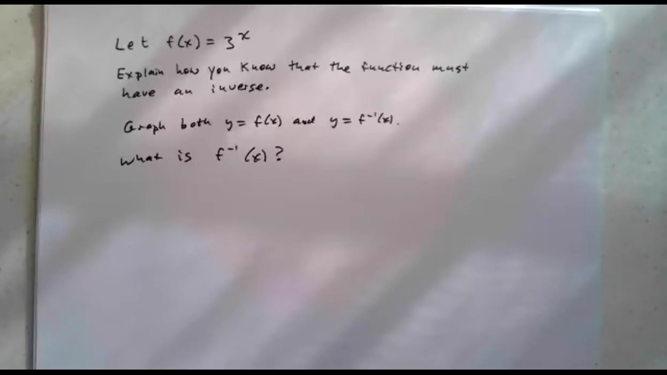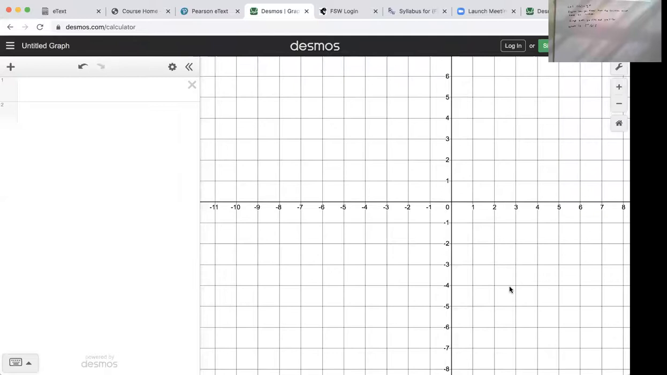So we're given the function f of x equals 3 to the x. And we want to answer our first question, which is to explain how we know that this function has an inverse. Well, how do you determine if a function has an inverse? You need to see if it's 1-to-1. So I'm going to go ahead and take a look at its graph, f of x equals 3 to the x. This is an exponential function.